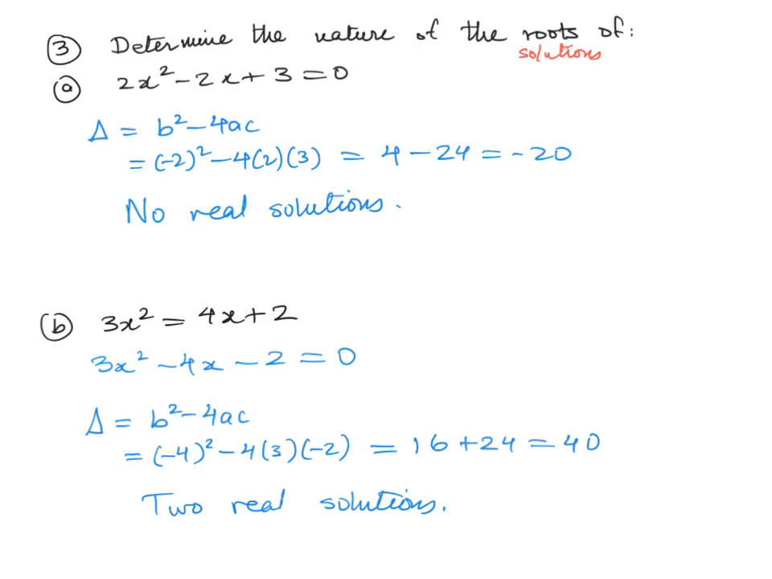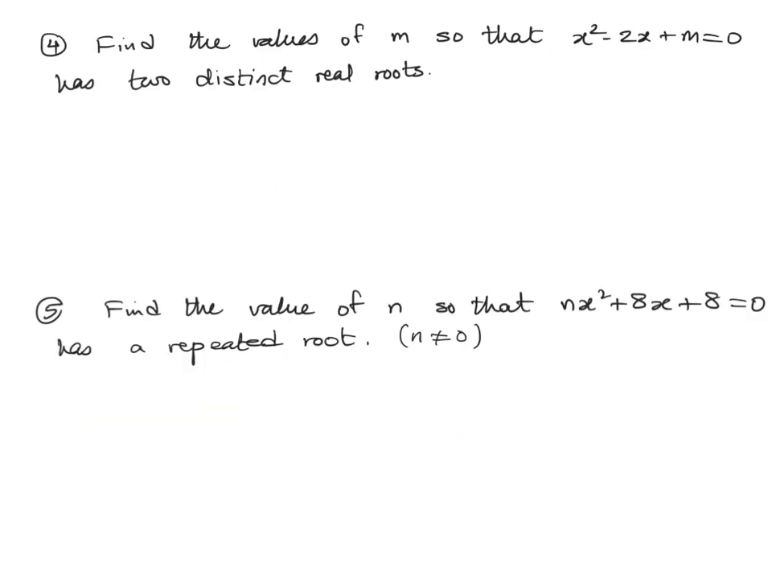Let's look at some more examples. So here we're asked to find the values of m so that x squared minus 2x plus m equals 0 has 2 distinct real solutions. The word distinct here means they are different. So in this case it just means 2 real solutions or 2 real roots. All right, so there's an m. There's this funny number here. I just don't know what it is, but it's not about what the solutions are. It's about what type and how many. So because it's about what type and how many, it's a discriminant question.